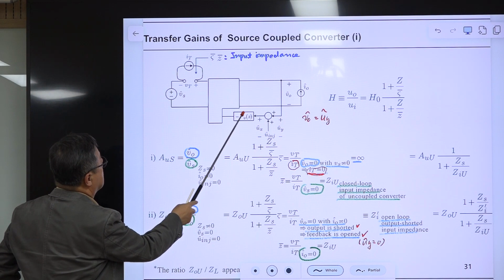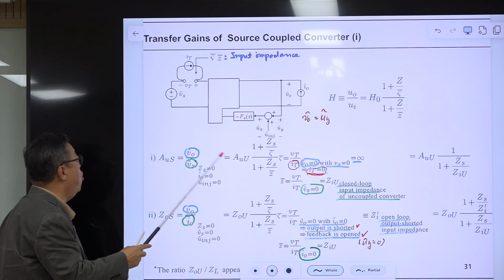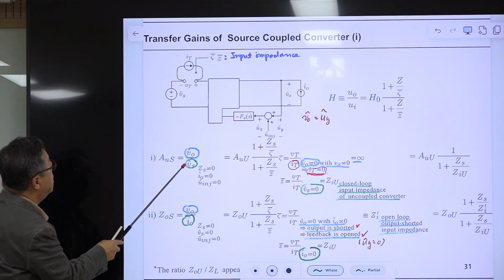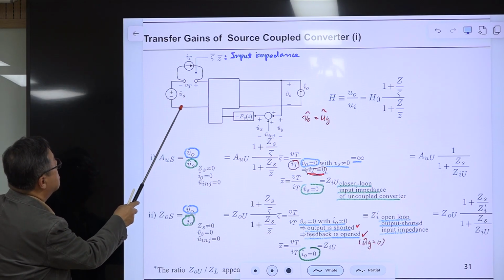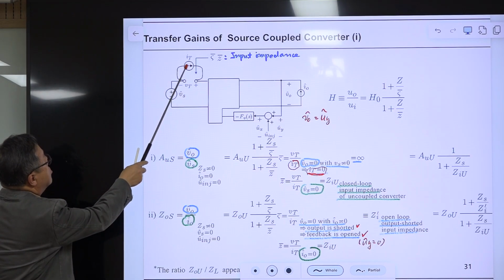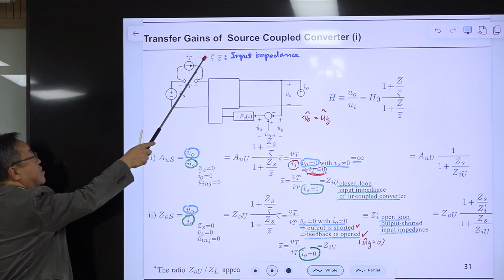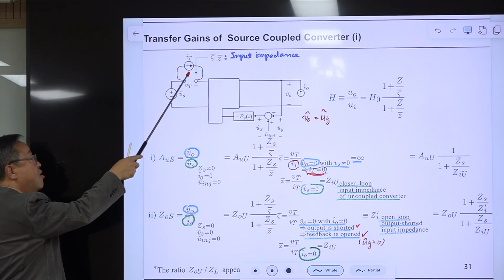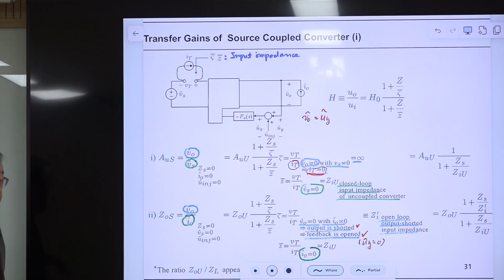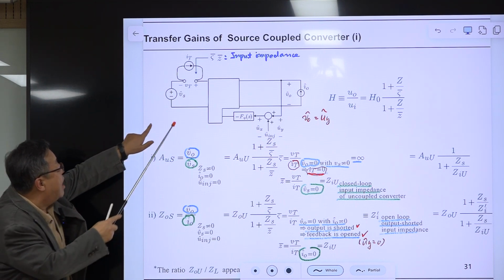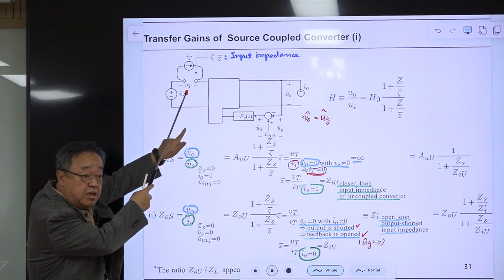This is the small signal diagram to evaluate the audio susceptibility. Here, GS was replaced with this current source, and we will evaluate the impedance seen by this driving point impedance or null driving point impedance. Basically, this is the input impedance defined at this point.